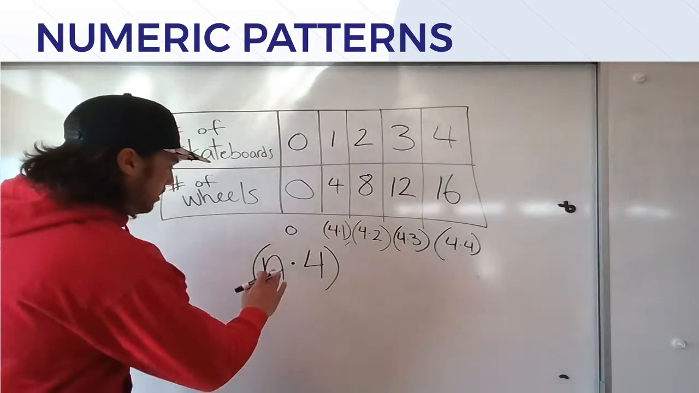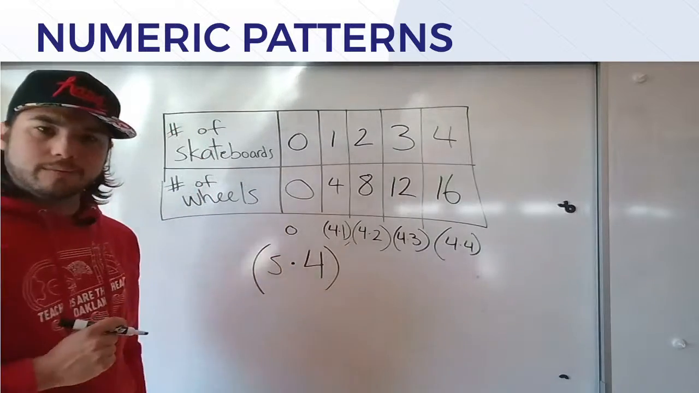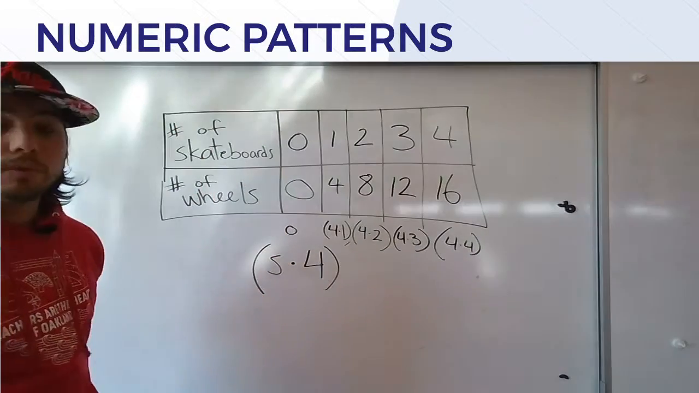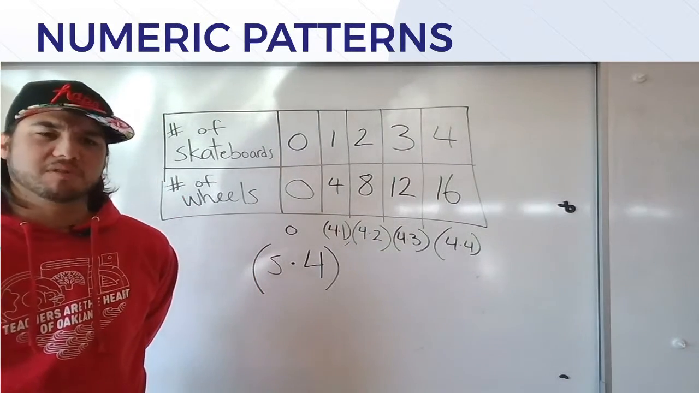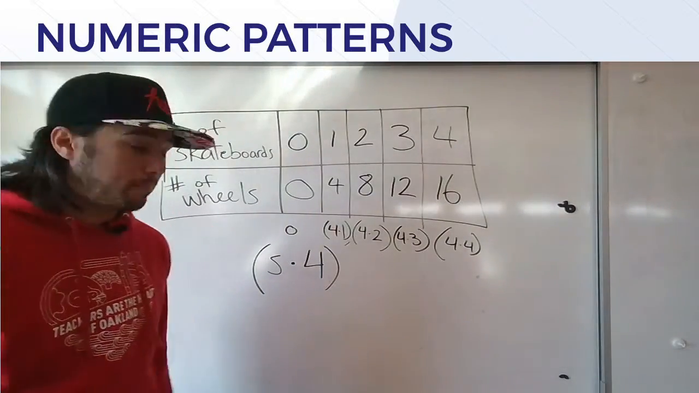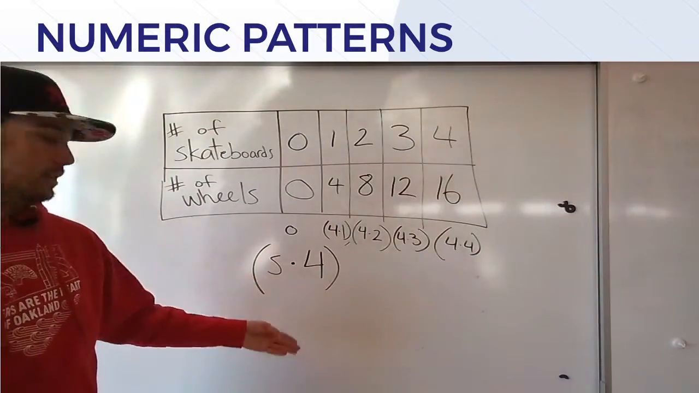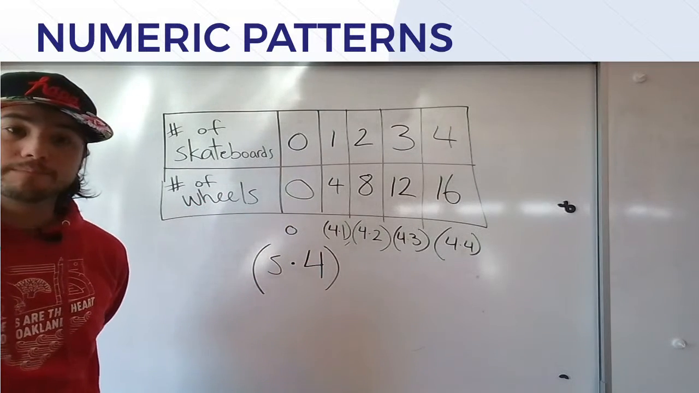Could be, you know, S. We could make it an S for skateboard, right? We could make it a B for board. We could make it an X for extreme. We could do a great number of things, any variable, but the key point here is however many skateboards you have, you multiply it by 4 to get the number of wheels.